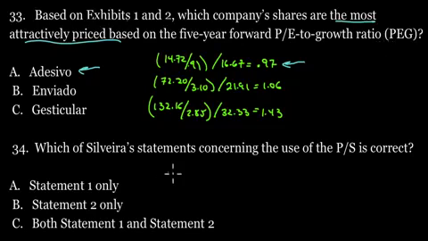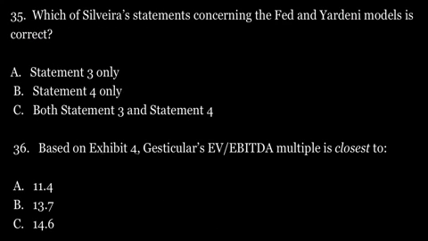Which of Silveria's statements concerning the use of the price to sales is correct? We said number 1 was not true, but number 2 was true. There we go. Statement number 2 only. 35. Which of Silveria's statements concerning the Fed and Yardeni model is correct? Well, we said 3 was correct after I read it properly, and we said 4 was correct. So both statement 3 and 4 are correct on that count.